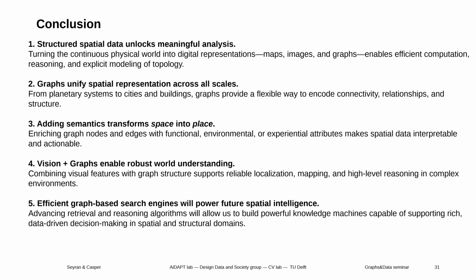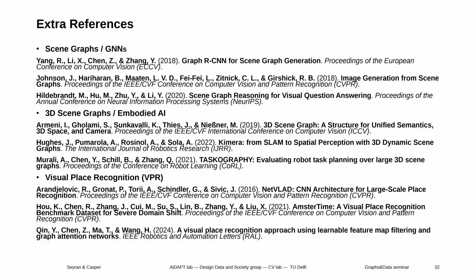Combining vision and graphs is also very powerful. This has been proven to be a very powerful way of approaching spatial intelligence. And we would also like to see whether we can leverage this to better search in a graph space. That brings me to this last slide, some extra references if you're interested in the topic, in addition to the ones in the slides. And I'm done.